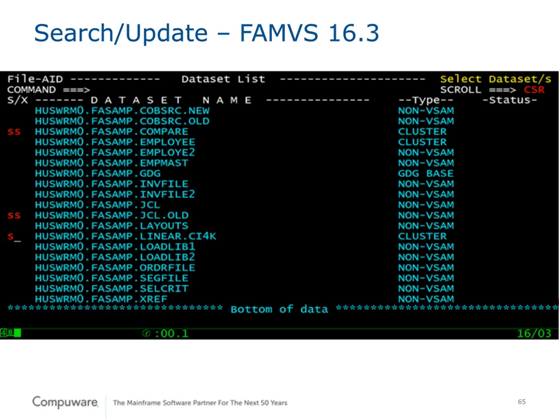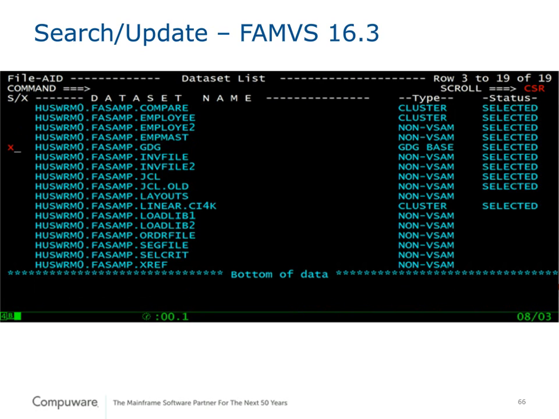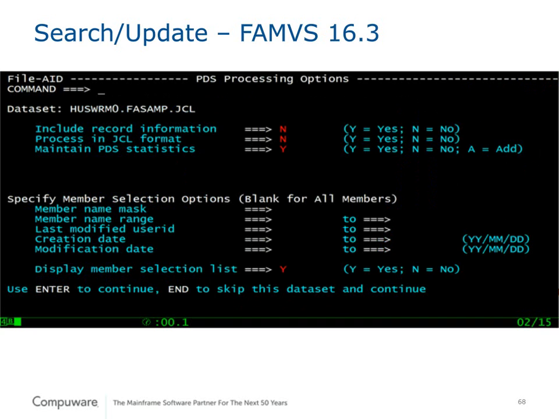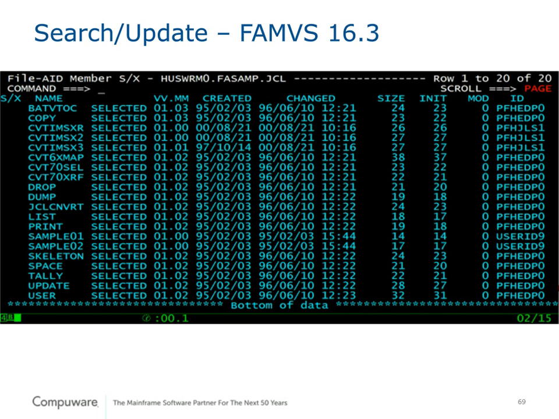I'll select whatever files I want, hit enter, and I can then come back and exclude anything from what I've selected just by doing an X. Here are the files that I now want to perform my update to. But now if I've selected any PDSs, it's going to give me the option to actually see the members within each and every PDS. So if I say yes to display member select list, it'll then show me a list of all the members in each and every one of my PDSs. So I can select or deselect members there.